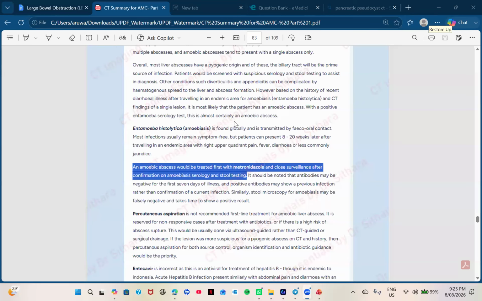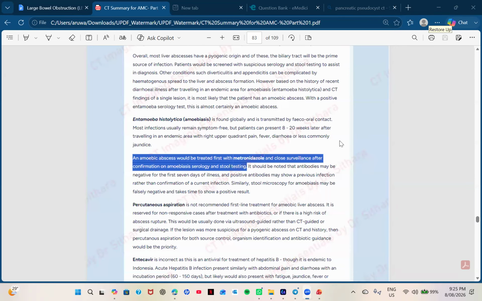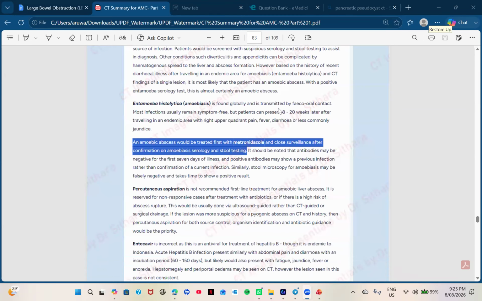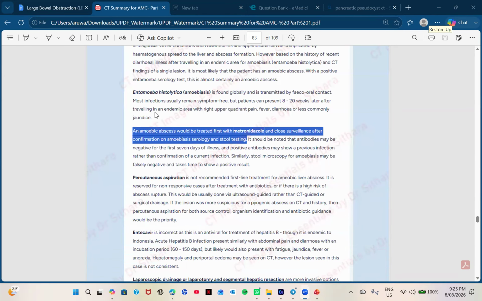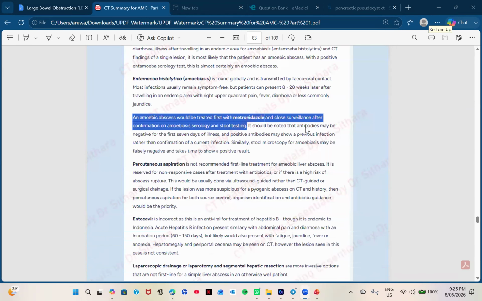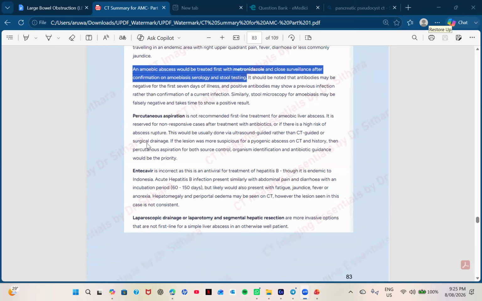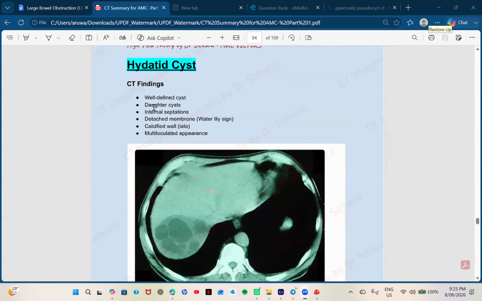Okay, what is in the chart? Entamoeba histolytica is found globally and transmitted by fecal contact. Most infections remain symptom-free, but can present 8 to 20 weeks after traveling to an endemic area. The amoebic abscess would be treated first with metronidazole and close surveillance after confirming amoebiasis with stool testing, right? Yeah, you are correct. So what do you know about hydatid cyst?